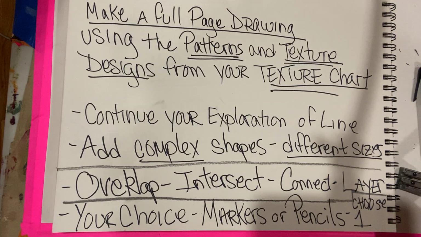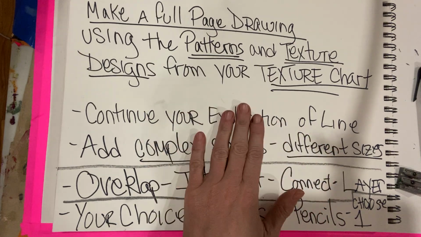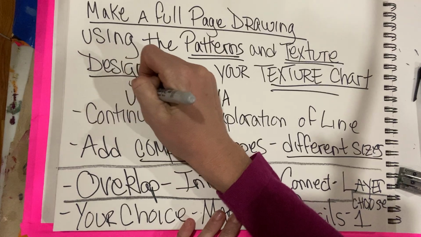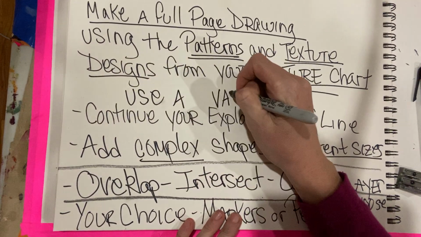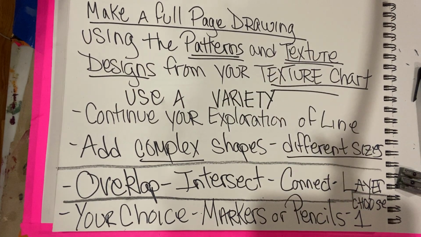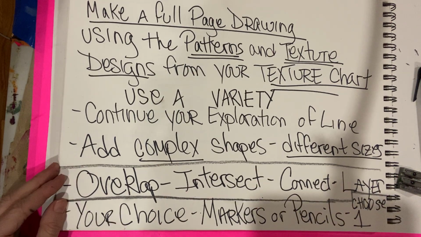To kind of get some ideas going. You're going to continue your exploration of line that you started in last week's homework assignment. So take the different things that you learned from doing that project and then add it to this. And I want you to add complex shapes of different sizes, a variety of line, a variety of shapes. And you're going to overlap, you're going to intersect, you're going to connect, and you're going to layer the shapes onto your drawing.